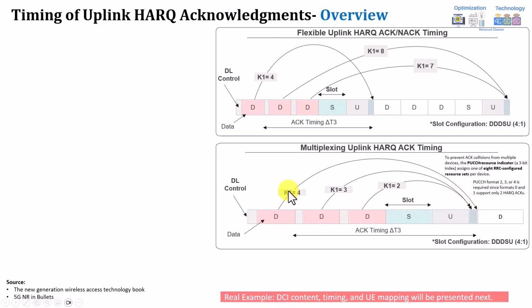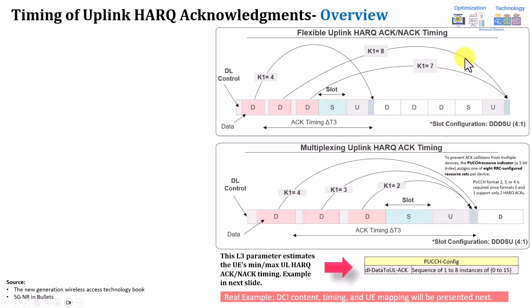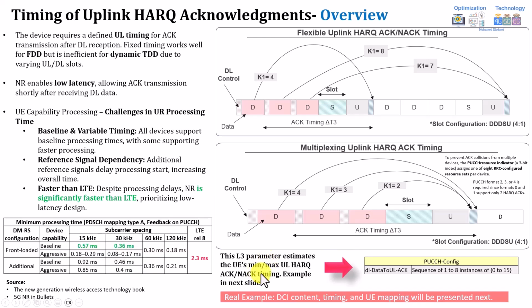And whenever you have this kind of multiplexing, with many HARQ acknowledgements being sent at the same time, this requires a different PUCCH format. For example, it requires PUCCH format 2, 3, or 4, because PUCCH format 0, which is the normal one usually used, can support a maximum of 2 HARQ acknowledgements at the same time. This is just quick information about that part. Here at the bottom left, this is showing the layer 3 parameters which can be identified. This one will be shown in detail in the next slide.